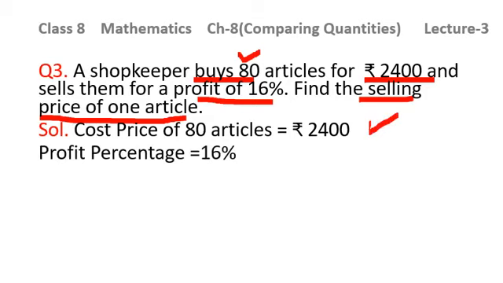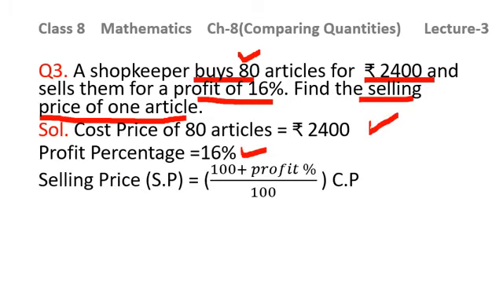Then profit percentage is given to us, that is 16%. For the selling price formula, I will show you one way using the formula, and then another simple way. In the first case, I am using the formula. Selling price is given by (100 plus profit percent) over 100 into CP. Simply, you are supposed to put the values.